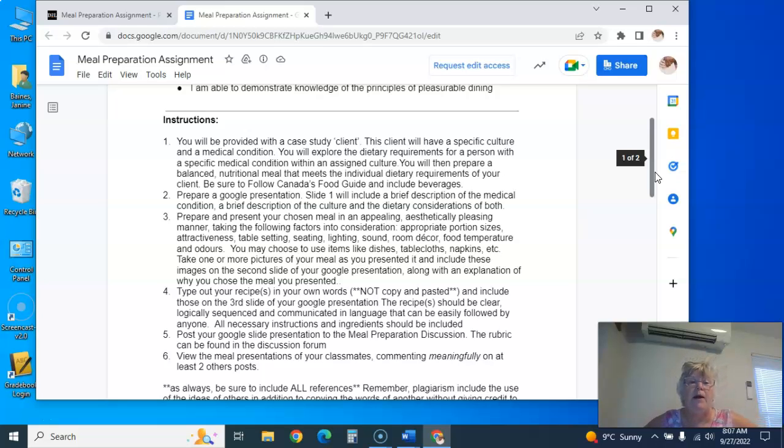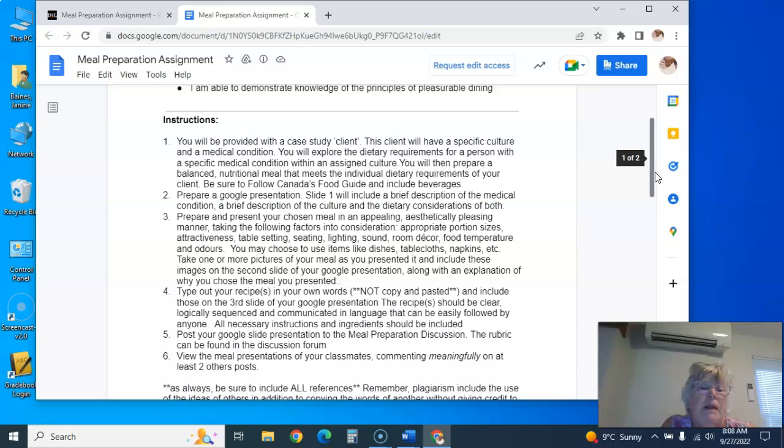And then you are going to prepare and present your chosen meal in an aesthetically pleasing manner, taking the following factors into consideration: appropriate portion size, attractiveness, table setting, seating, lighting, sound, room decor, food temperature, odors. And you may choose to use dishes, tablecloths, napkins, and take one or more pictures of your meal as it's presented. And include these on the second slide, along with an explanation of why you chose this meal that you presented.